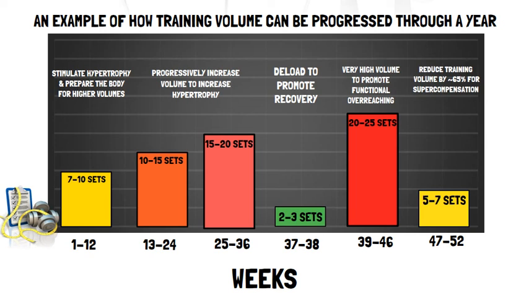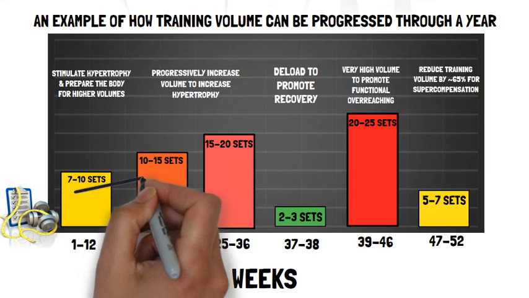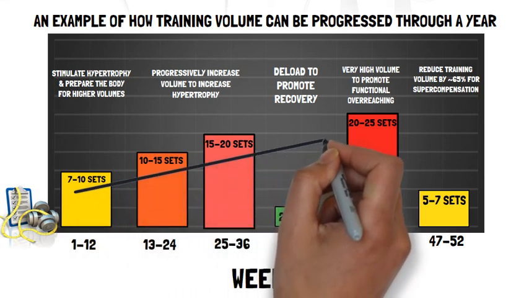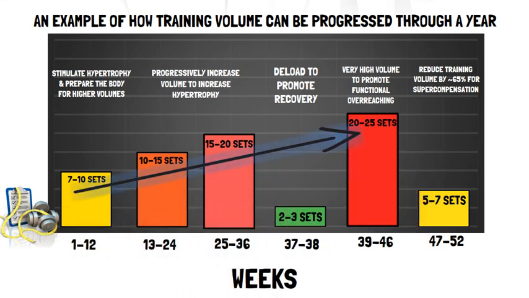It should be noted that these are just suggested set ranges and volume levels should be tailored to your individual needs and abilities. Nevertheless, progressively increasing from lower to higher resistance training volumes over a period of several months may help to promote a state of functional overreaching, which would, in turn, result in a supercompensation of muscle proteins while reducing the potential for overtraining. Put simply, this will help to maximize muscle hypertrophy in the long term.